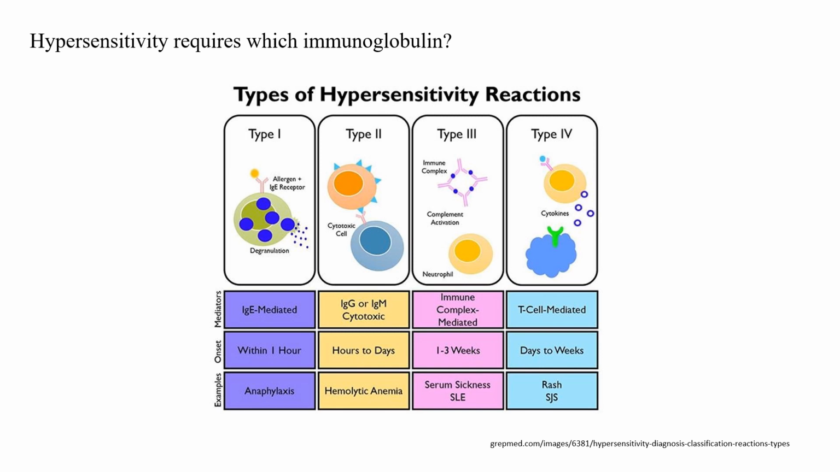Type 3 hypersensitivity reactions involve interactions of IgG, IgM and occasionally IgA1 antibodies with an antigen to form immune complexes. Accumulation of these immune complexes in tissue leads to tissue damage mediated by other immune system effectors. Type 4 hypersensitivity is T cell mediated. The examples of each of these are anaphylaxis for type 1, hemolytic anemia for type 2, SLE for type 3, and rash or SJS for type 4.